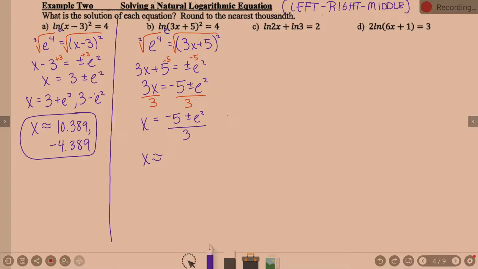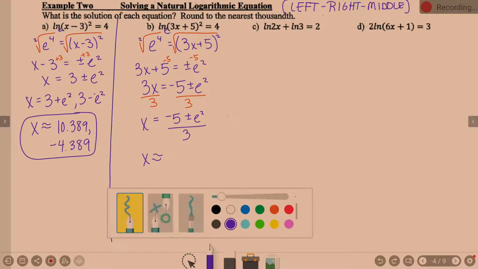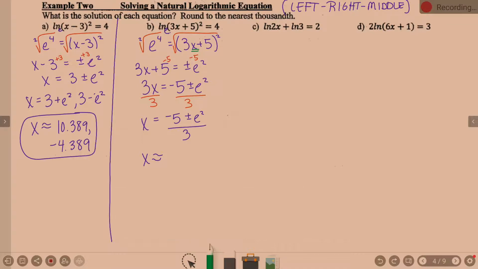So now, if we look at B for a moment, brief recap, right? We have one natural log equal to a number on the other side. Natural log is base E. So we did our left, right, middle. E to the fourth is 3x plus 5 squared. And then remember, I made a point of saying, what are we solving for? We're solving for x in these, right? We're not solving for E. E is no longer a letter. It's a number right now. So we're solving for x.